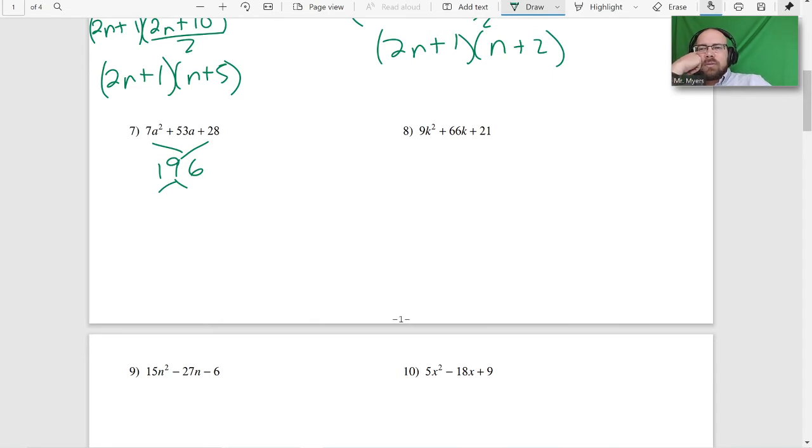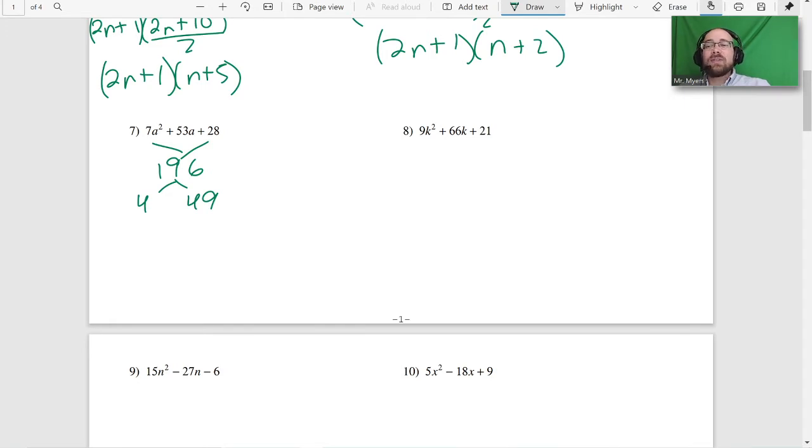2 would work, but I think that's going to be too big still. 3 doesn't go. 4 would go. 4 and 49. I could take half and then take half again. Or you can take the factors of 28. Factors of 28 are 7 and 4. So then I kind of just redistribute those factors, like 7 times 7, and then multiply that by 4. So that's what I did.